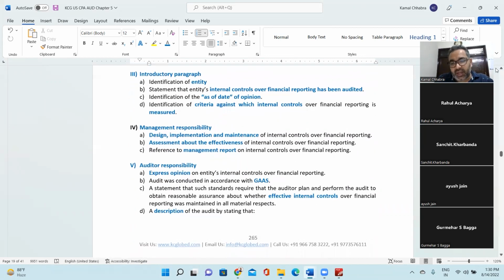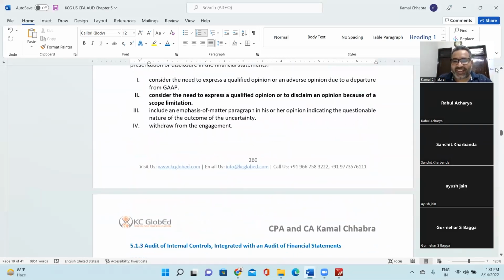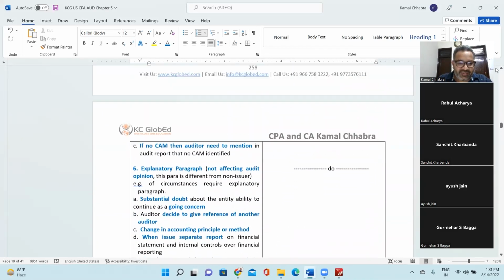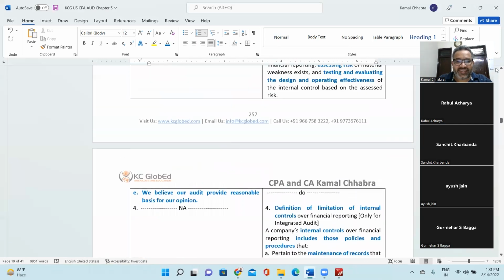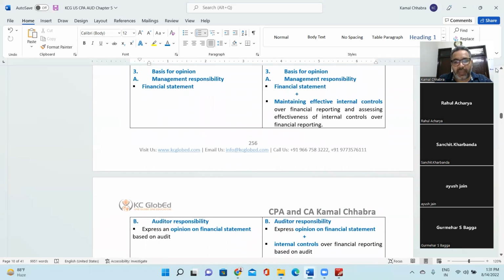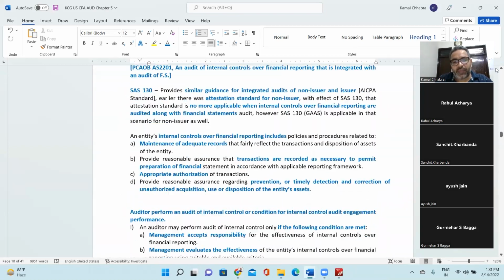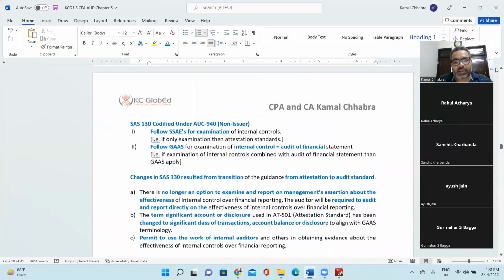Fourth is management responsibility paragraph, where management responsibility goes for the issuer report in the opinion paragraph. Do you remember we discussed before the lunch break? Management responsibility and auditor responsibility are part of which paragraph in the issuer report? Yes, it's under opinion. Basis of opinion includes management responsibility and auditor responsibility, right? That will go in basis of opinion paragraph for the issuer, whereas for the non-issuer it is being separately mentioned.